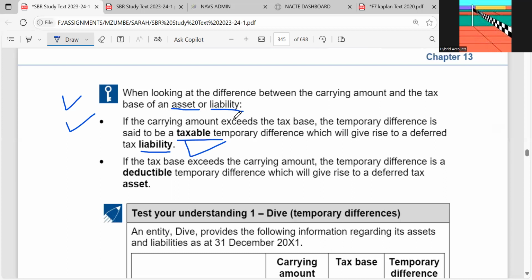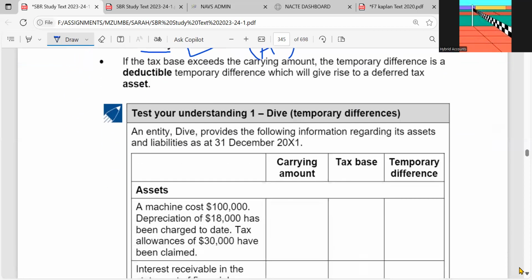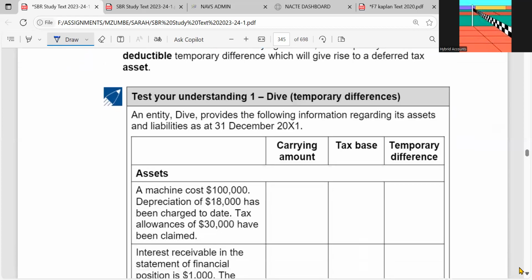I'm repeating again, this statement is right for an asset, not for a liability. And this reverse is right for an asset again. For the liability, you reverse it, right? Yes, so you should note that very, very well. Okay, now let's look at this in the next video.